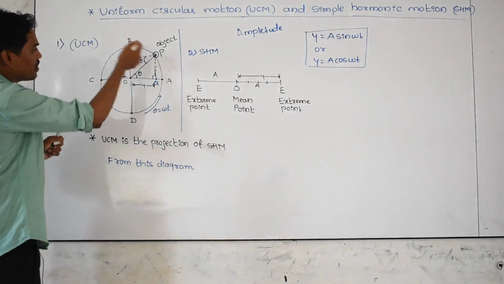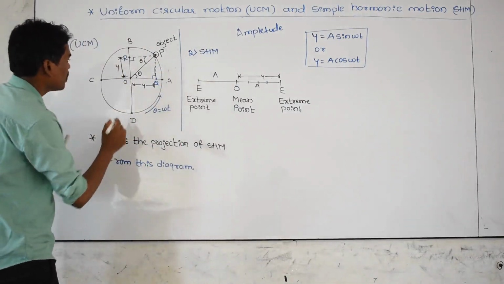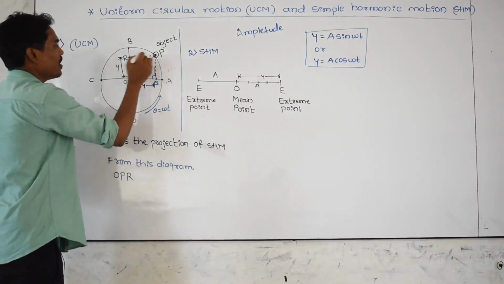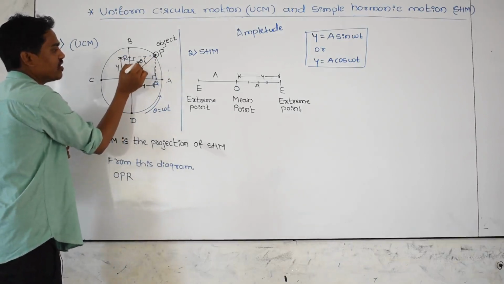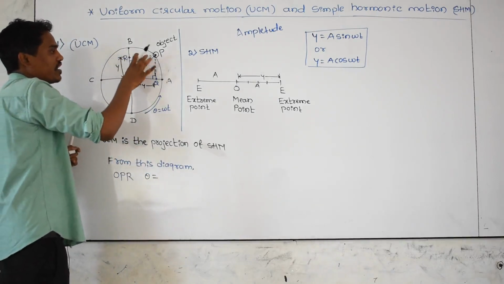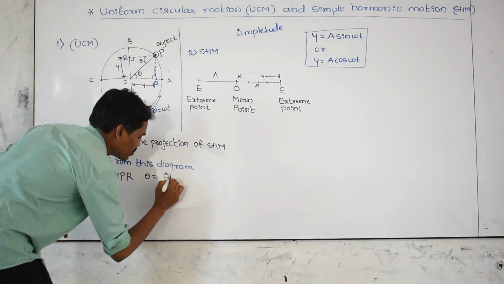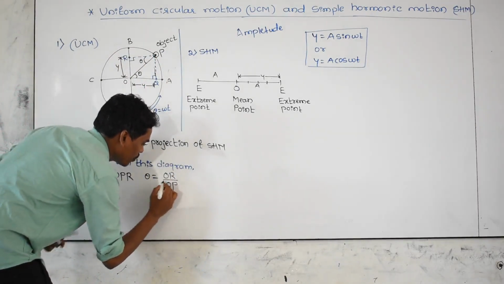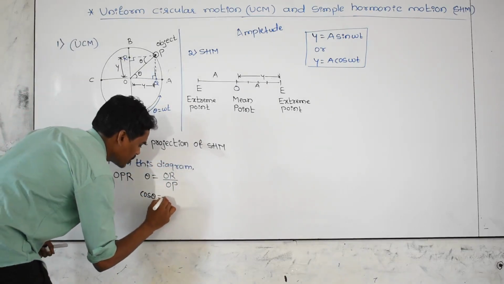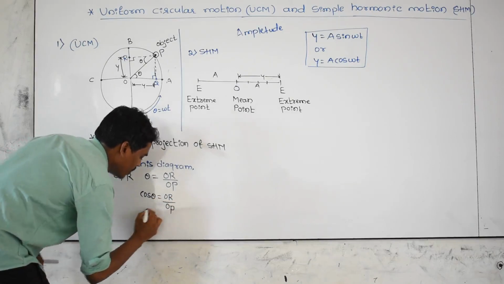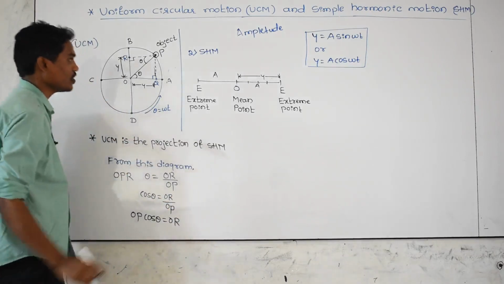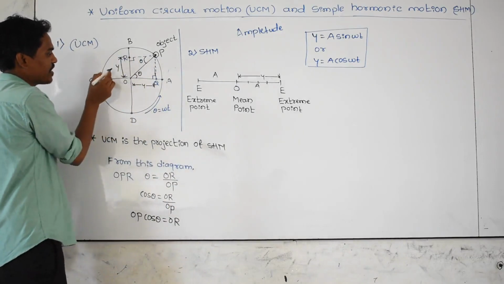Let us use this diagram and take triangle OPR, and I am taking this theta. Theta is equal to, this theta, opposite divided by hypotenuse. What is opposite? That is OR. What is hypotenuse? That is OP. Cos theta is equal to OR divided by OP, and here OP cos theta is equal to OR. OR is nothing but this one. I am taking it as Y.